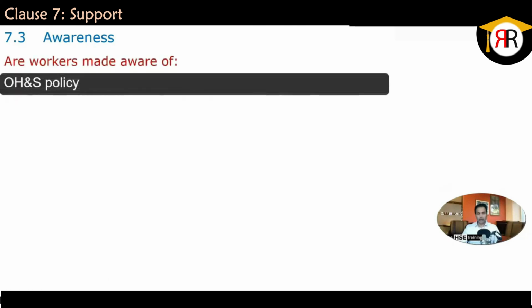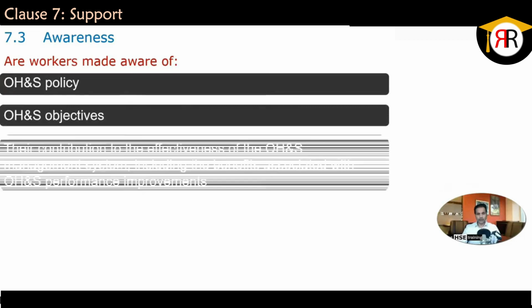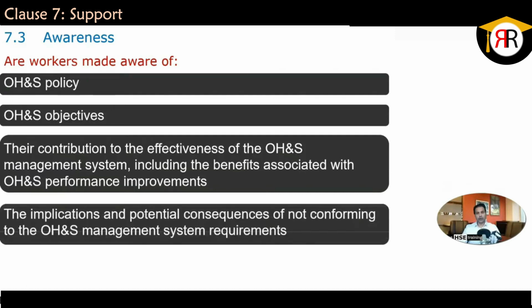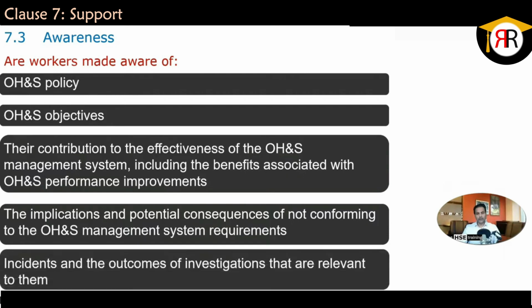7.3 is awareness, and are workers made aware of the policy, the OHS objectives, and their contribution to the effectiveness of the OHS management system, including the benefits associated with performance improvements? And are workers made aware of the implications and potential consequences of not conforming to the management system requirements, and the incidents and outcomes of investigations that are relevant to them?